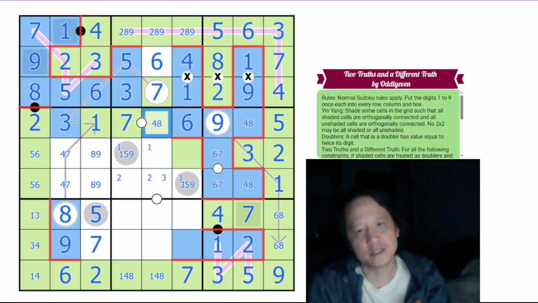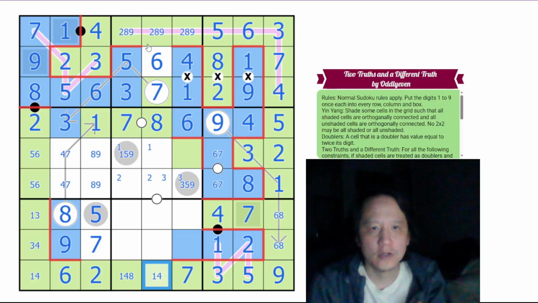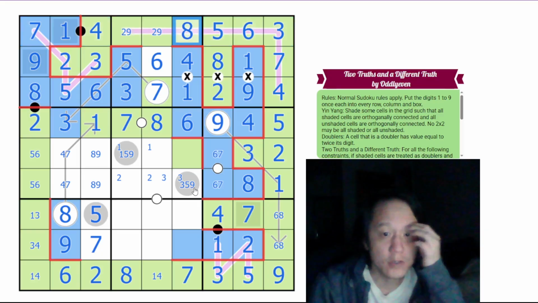So this must be 7 and 8, which makes this 4, which makes that 8. That eliminates 8 here and 8 here. Where's the 8 in row 9? It has to be here, which eliminates 8 here. We have a 2-9 pair. Where's the 8 in row 1? It has to be here.